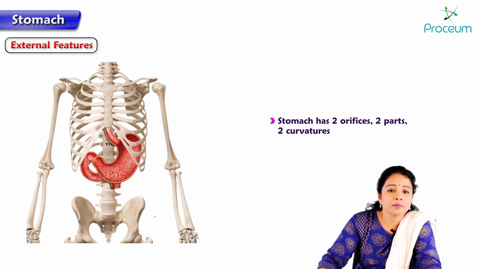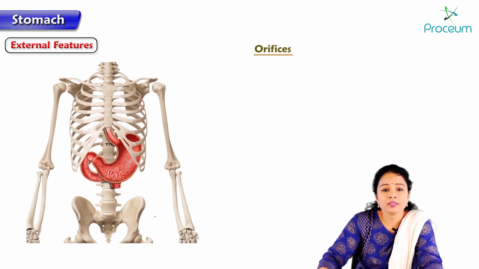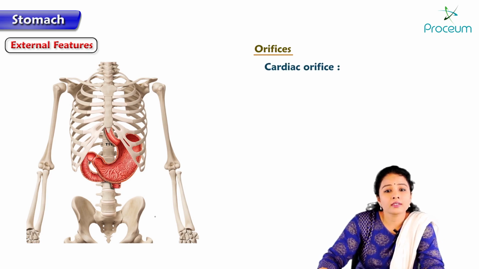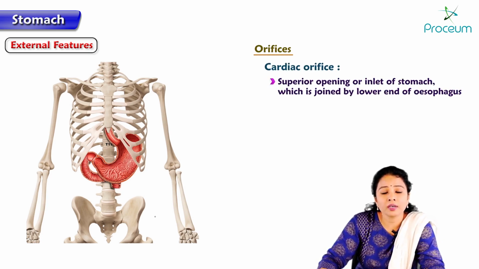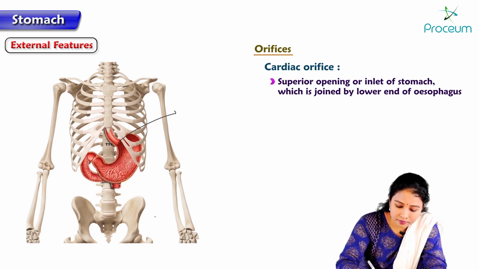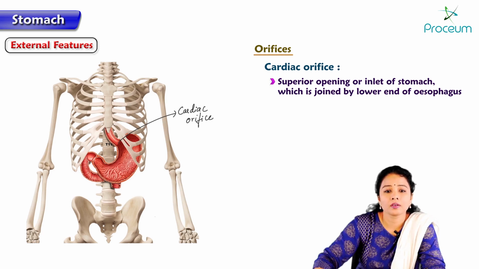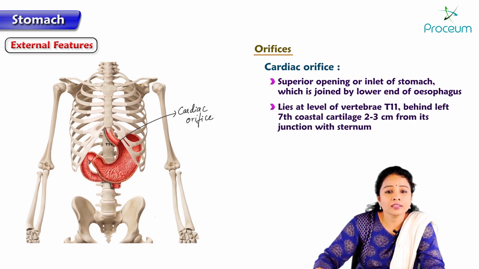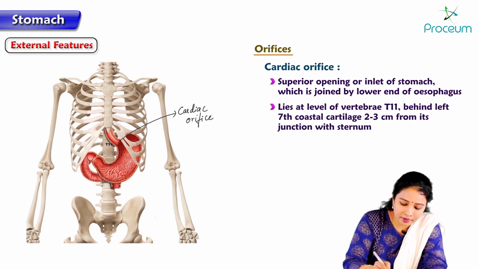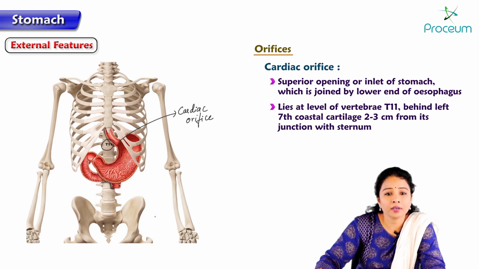External features: the stomach has 2 orifices, 2 parts and 2 curvatures. The 2 orifices are, first, the cardiac orifice. It is the superior opening or inlet of the stomach, which is joined by the lower end of the esophagus. The cardiac orifice lies at the level of vertebra T11, behind the left 7th costal cartilage.